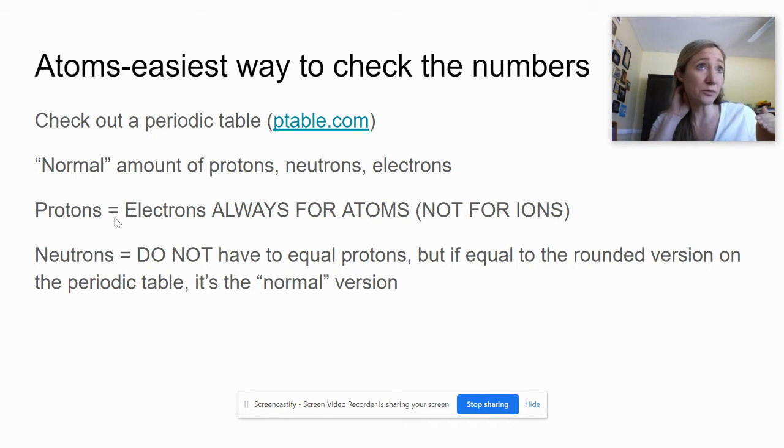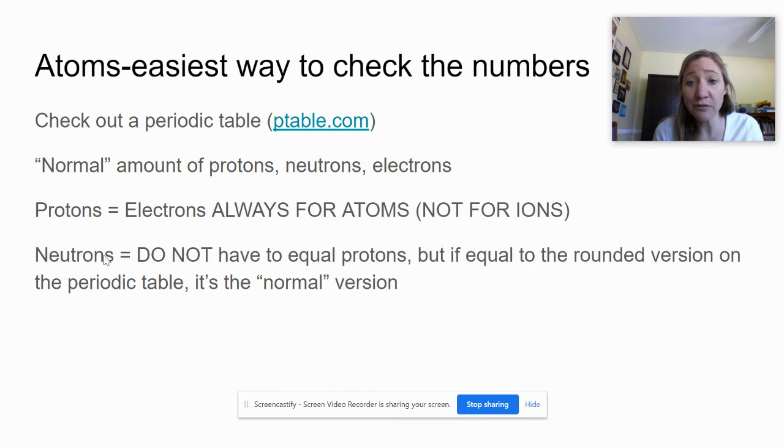Remember that when we first were looking at the atom, we thought there was nothing smaller than the atom. Part of the reason is because the atom has equal numbers of positives and negatives, so they cancel out and become neutral. So that's why we didn't know there was anything inside there until we did some experiments to figure it out. Protons and electrons are always equal for atoms, but not equal for ions.